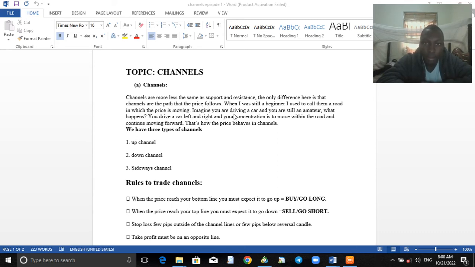Okay, let me try to break it down. We have three types of channels. We have the up channel, which is the uptrend channel. In this channel, the market will be making higher highs and higher lows. In the down channel, the market is making lower highs and lower lows. For the sideways channel, the market is just consolidating, moving horizontally in a structure of a lot of consolidation.